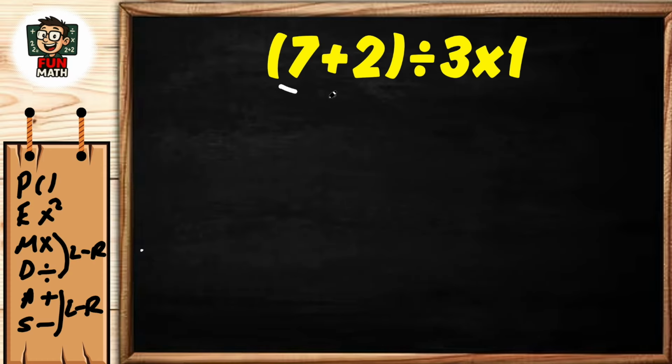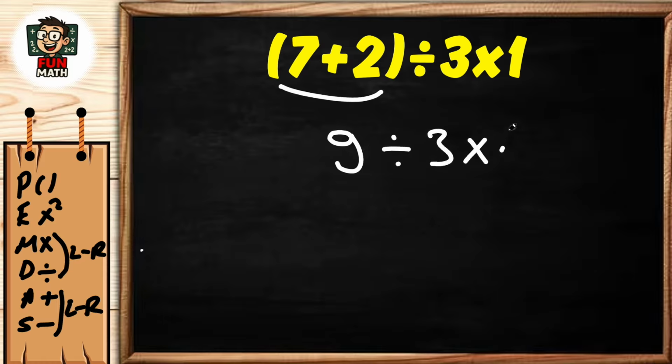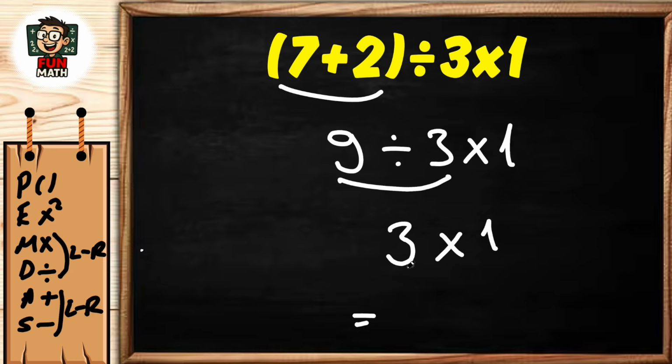First, we do the parentheses. 7 plus 2 equals 9. Now we have division and multiplication left. According to the rule, we work from left to right. Therefore, division is done. 9 divided by 3 equals 3. Last, we multiply. 3 times 1 equals 3.